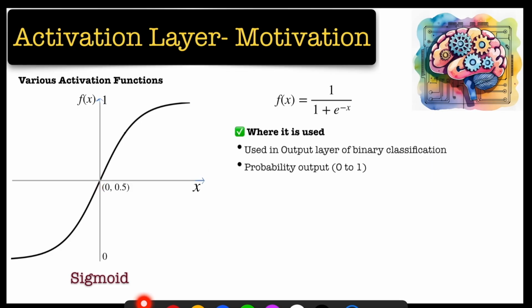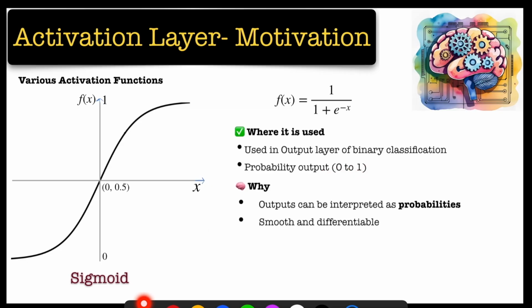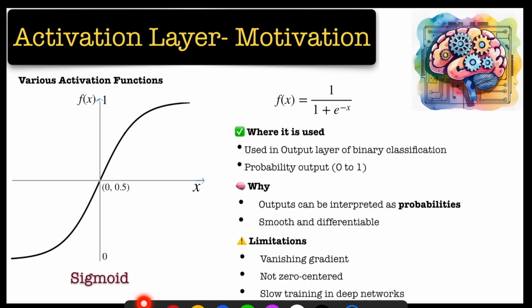Where is it used? It is used in the output layer of binary classification, for probability output between 0 and 1. Why is it used? Because the output can be interpreted as probabilities, and it is a very smooth and differentiable function. In the logistic regression video, we also saw how to find the derivative of sigmoid.